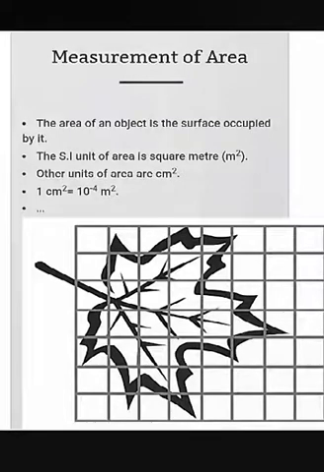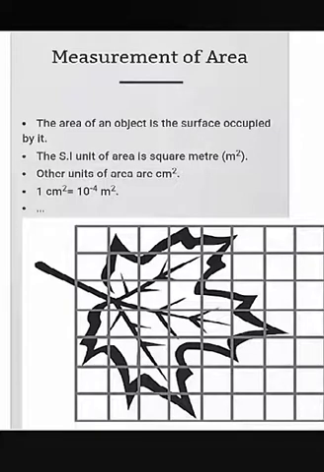We also saw how to measure the area. What is the meaning of area? So area is the surface occupied by an object. SI unit is meter square. If you want to convert centimeter square to meter square, you divide by 10,000. Or you can say you multiply by 10 raised to minus 4.